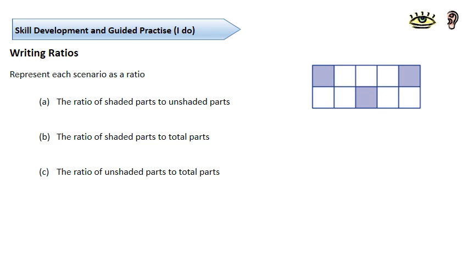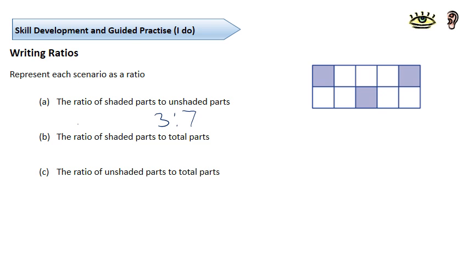Alright, let's have a look here. Let's look at that first shape that we did in our warm-up. We want to write the ratio of shaded parts to unshaded parts. So let's have a quick look here. Our shaded parts are 1, 2, 3. So 3 is to 1, 2, 3, 4, 5, 6, 7. 3 is to 7, shaded versus unshaded.